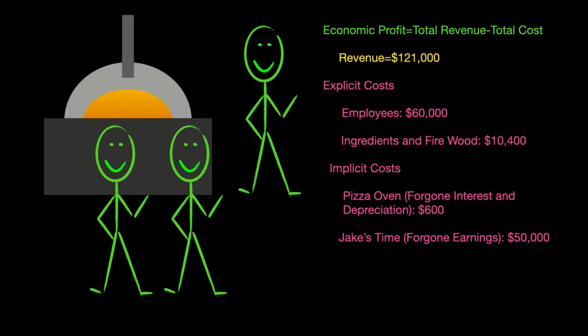Also, if he did not work for himself, he could earn $50,000 a year working as a restaurant manager. These are both implicit costs. What is Jake's economic profit? Adding up the explicit and implicit costs, we get a total economic cost or opportunity cost of $121,000. This implies that the economic profit will be zero.